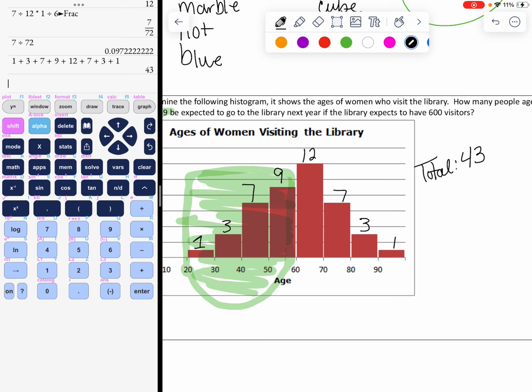Let's see, 10, 11, 23, 20. I'm just going to double check that. 1 plus 3 plus 7 plus 9 plus 12 plus 7 plus 3 plus 1.